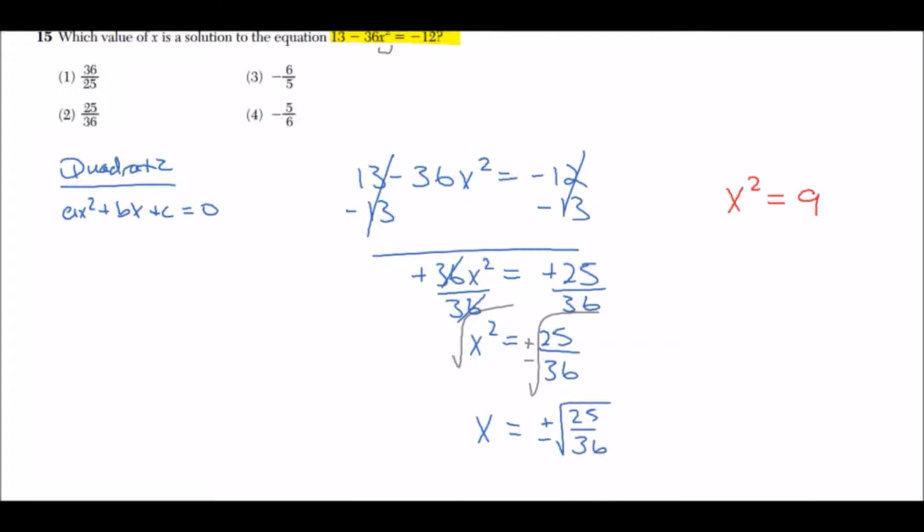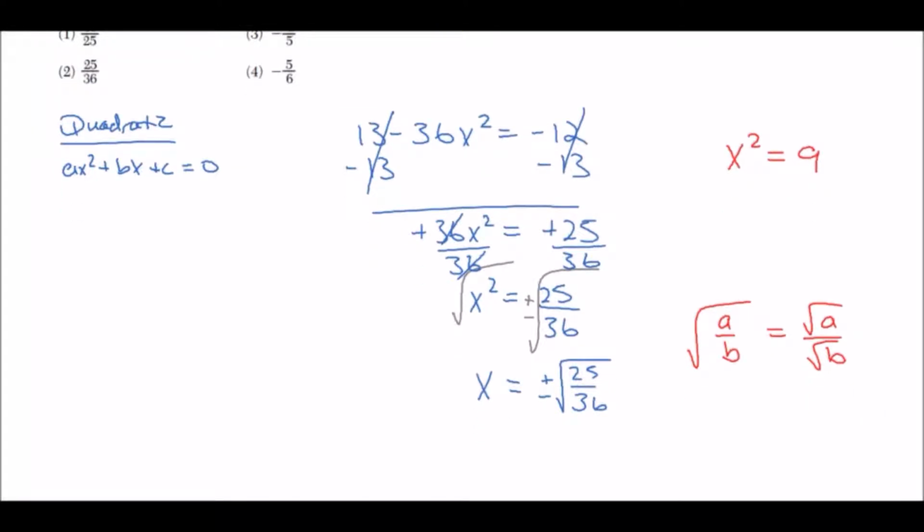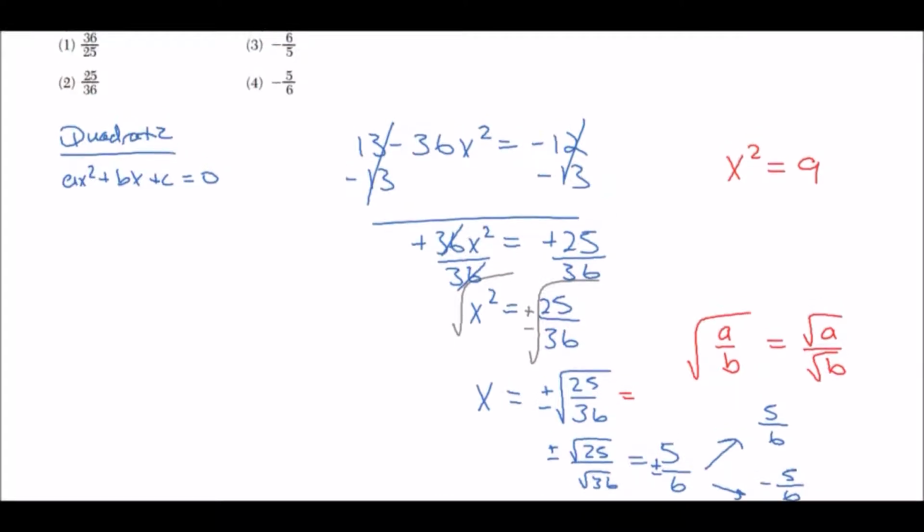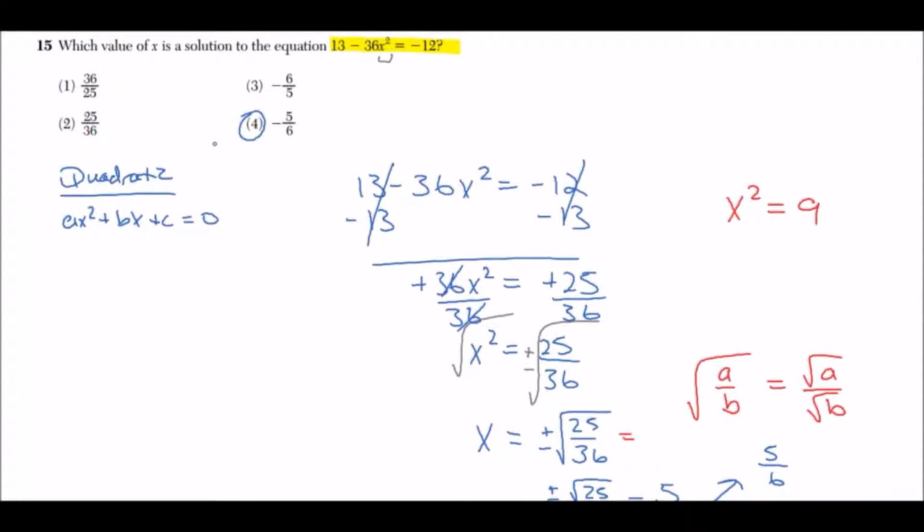Now we have to remember here that there is a bit of a rule from radicals that would allow us to separate the quotient, a over b, into square root of a over the square root of b. So we can then separate this side out into plus or minus rad 25 over rad 36. Radical 25 is 5, and radical 36 is 6. So either the positive value, 5 over 6, or the negative value, negative 5 over 6, works just fine. And that answer is going to be choice 4.